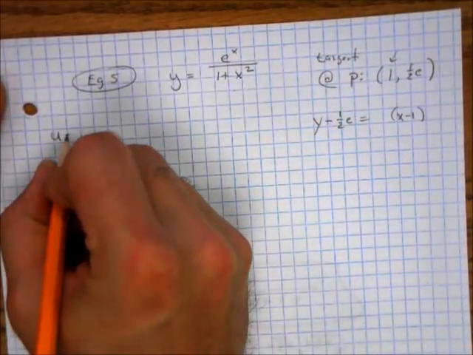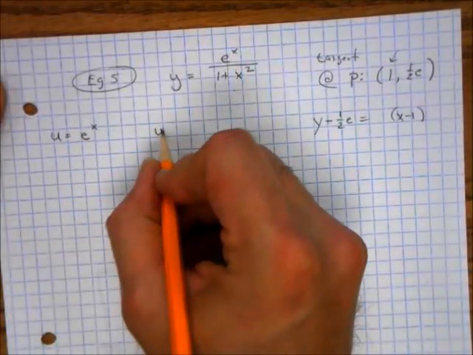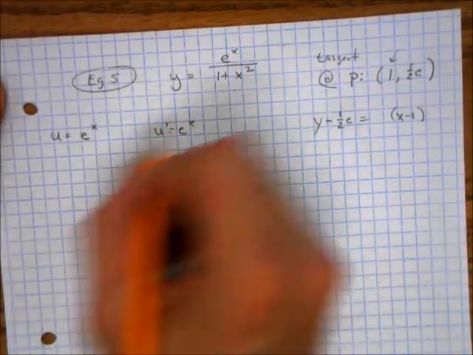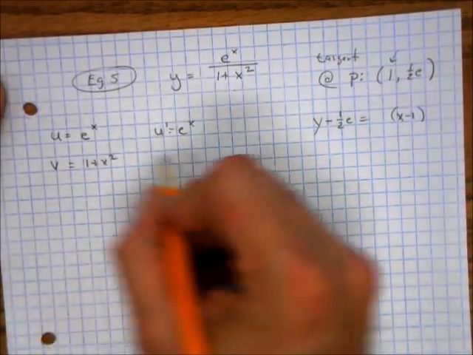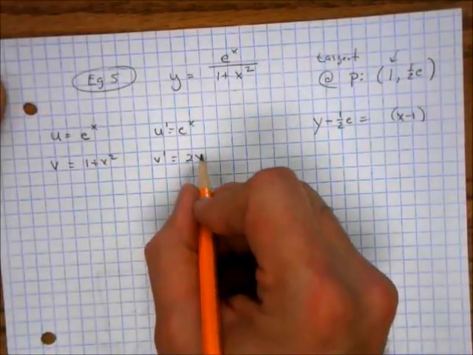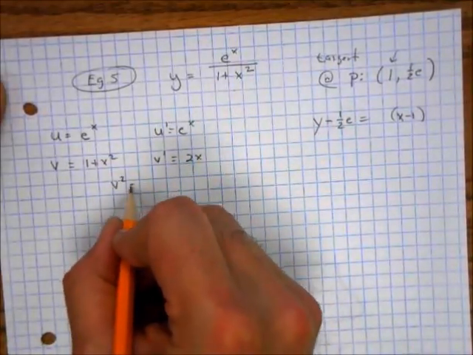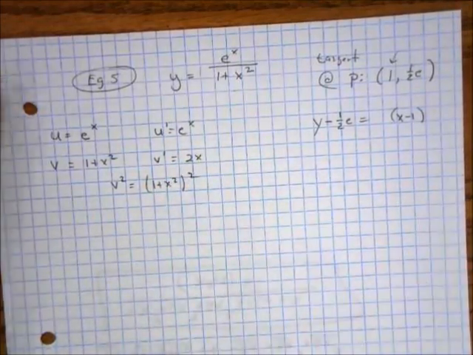My u is e to the x. My u prime is e to the x. My v is 1 plus x squared. My v prime is 2x. My v squared is 1 plus x squared, squared.